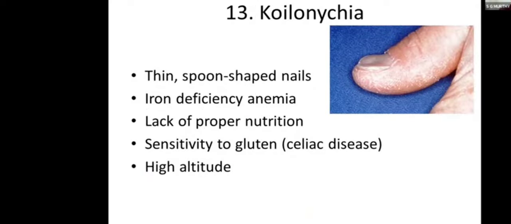Koilonychia is spoon-like nail. You can see the thin nail and a spoon-like thing there. That happens in iron deficiency anemia. Very standard thing. Iron deficiency anemia, nutritional deficiency, and the patient living in high altitude. Whenever there is less oxygen, you know.